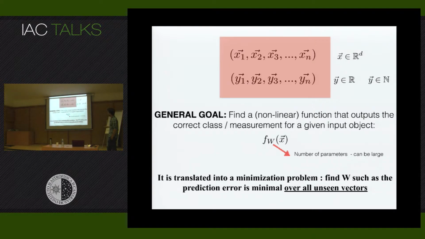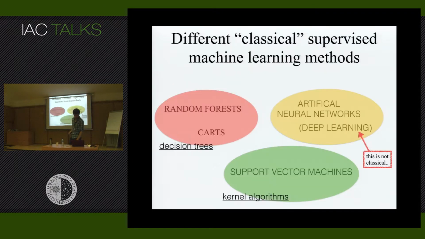This function takes as input the measurements, and it is a general function parameterized by some weights, as we heard this morning. The number of weights you can minimize over can be quite large. So you want to find the W such that the prediction error is minimal over all the unseen vectors. And this is the basis of all machine learning algorithms.